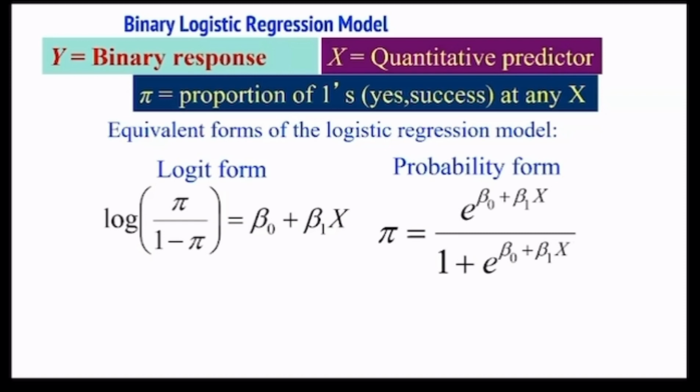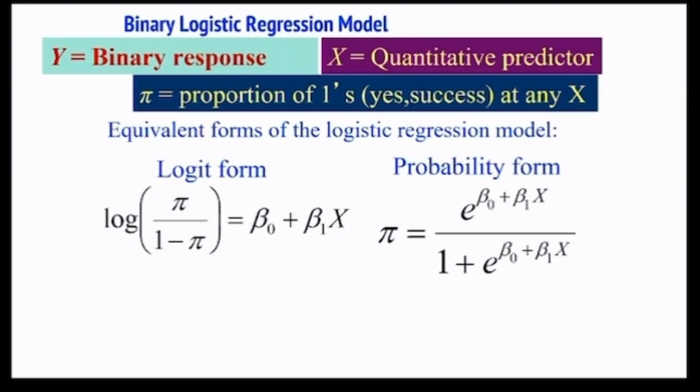From the logit form, you can actually figure out the probability form by solving for pi. Does that make sense? When you solve for pi, I need those of you online to confirm again that you are still hearing me clearly.